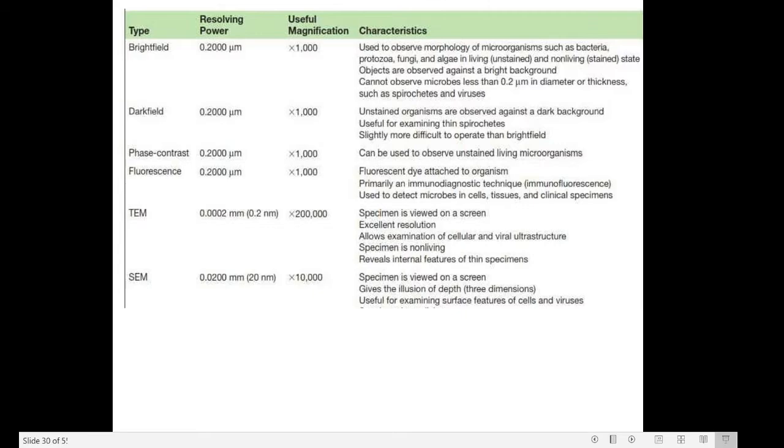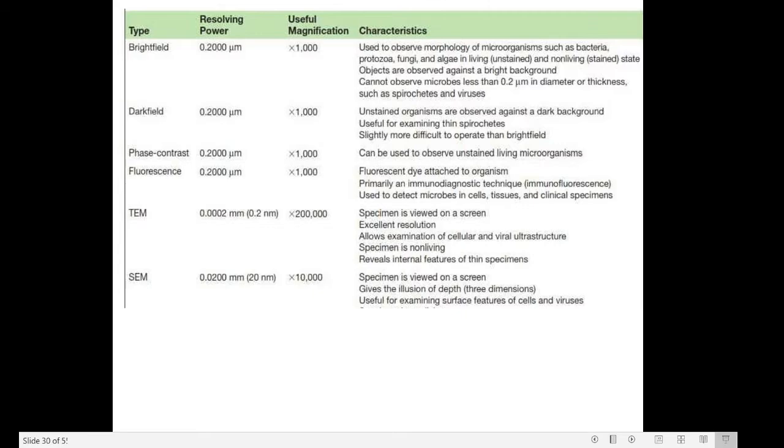Another one is the fluorescence microscope. In the fluorescence microscope, yesterday itself we studied, right? That is the immunological diagnostic process we are using. The immunological molecule is labeled with fluorescence. That fluorescent molecule is observed through the fluorescence microscope.